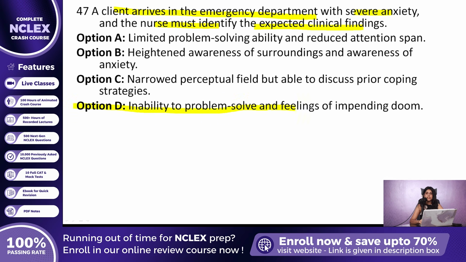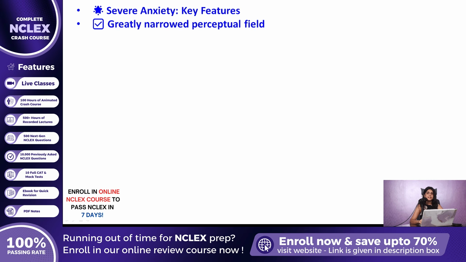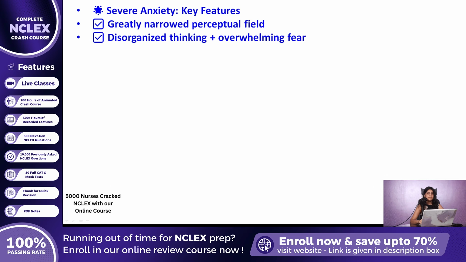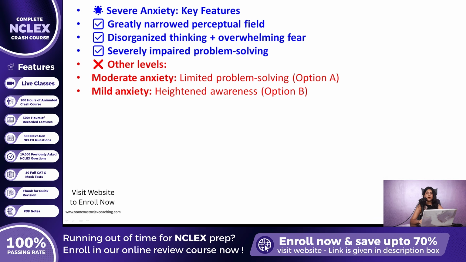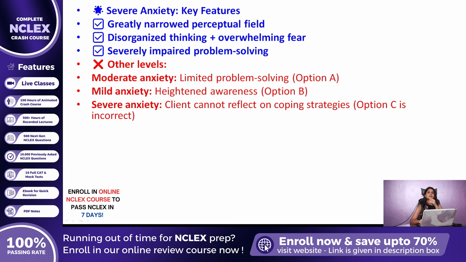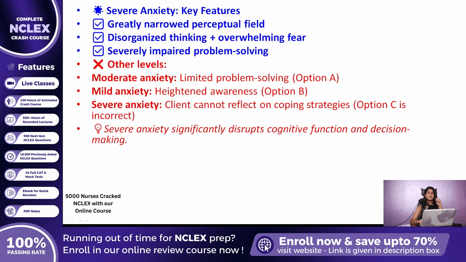The explanation is that severe anxiety results in a greatly narrowed perceptual field, disorganized thinking, and an overwhelming sense of fear. Limited problem solving with some attention is seen in moderate anxiety, as noted in Option A. Heightened awareness reflects mild anxiety, as in Option B. In severe anxiety, clients typically cannot reflect on or discuss coping strategies, making Option C incorrect. The key point is that severe anxiety severely impairs cognitive function and problem-solving abilities.